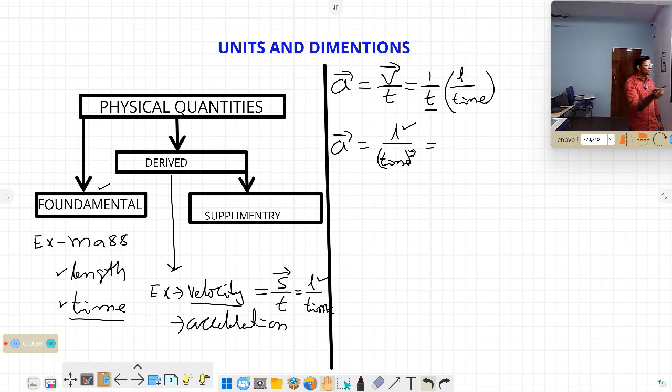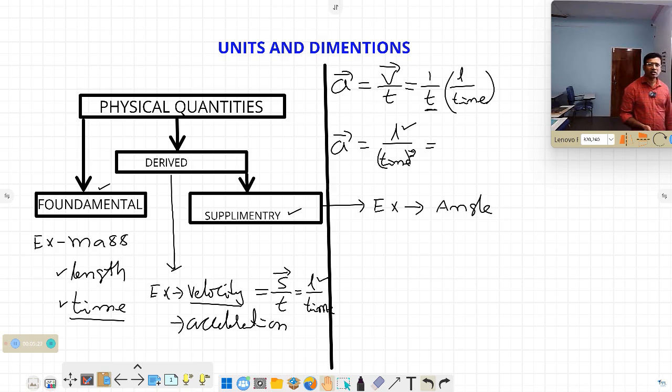Other than these two, we have separate physical quantities called supplementary physical quantities. The supplementary physical quantities, for example, are measuring physical quantities like angle.